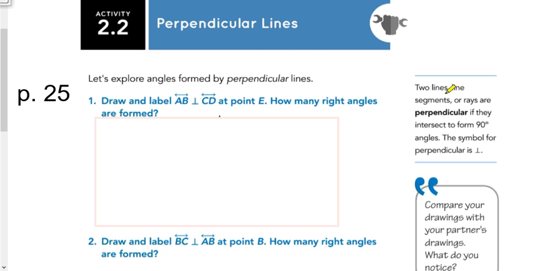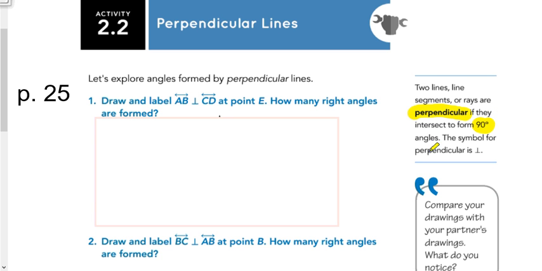Two lines, line segments, or rays are perpendicular if they intersect to form 90-degree angles. So remember, intersect means cross, right? Where the two lines or line segments intersect, where they cross, they form 90-degree angles. So 90 degrees, we know that it's a right angle.